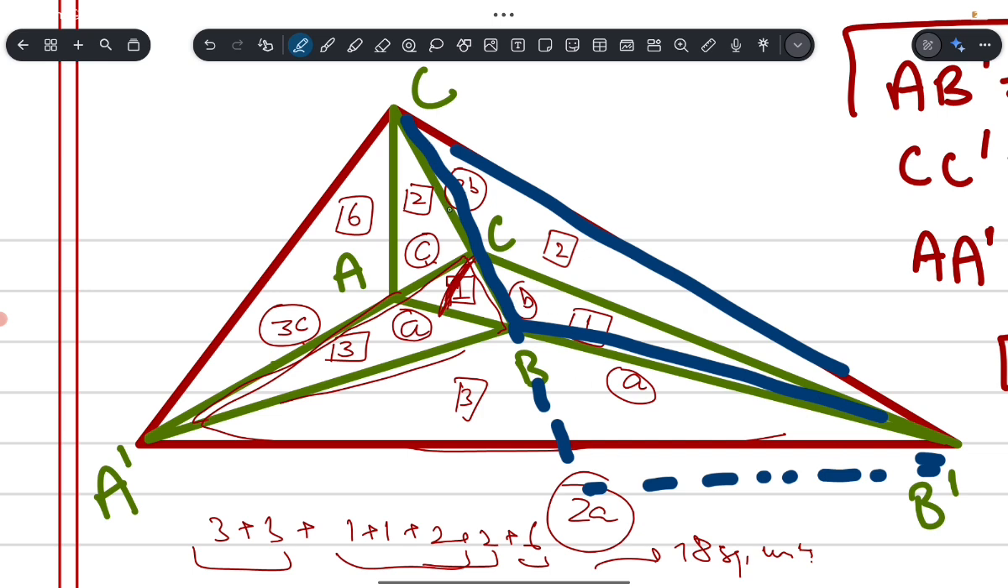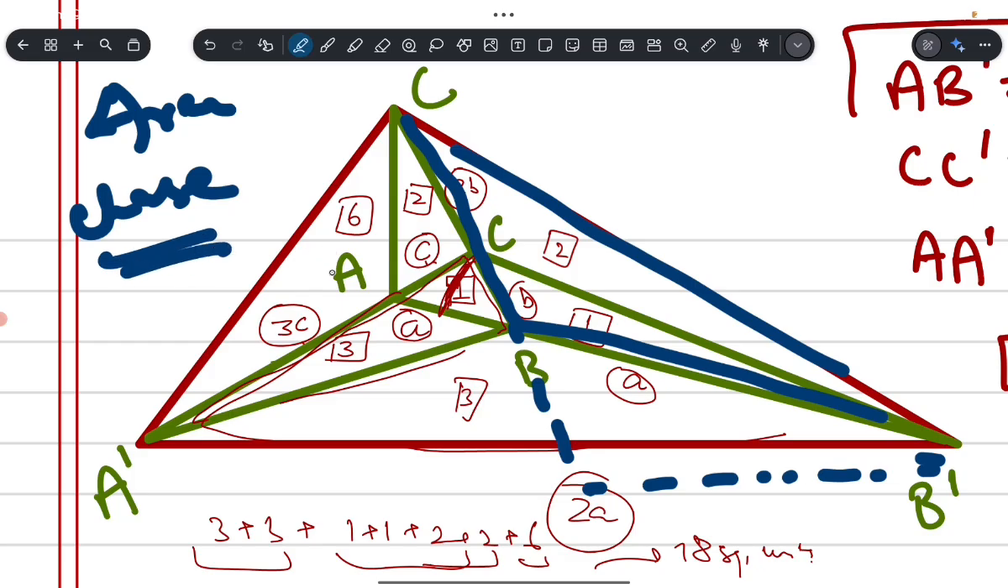You don't have to draw the common heights and write areas while you're in the exam hall. You have to do exactly like this. This is what you call area chasing. Okay. So exactly like that you do this in this triangle and you end up with this result.